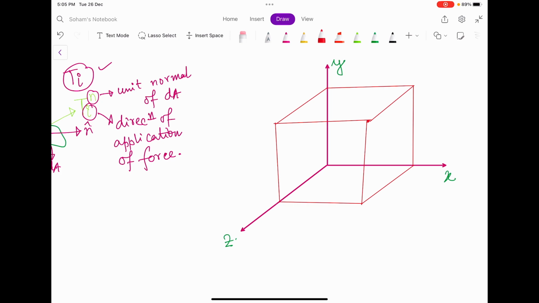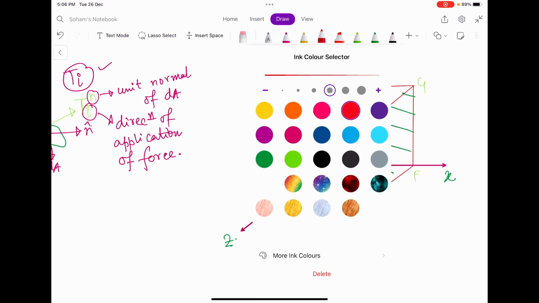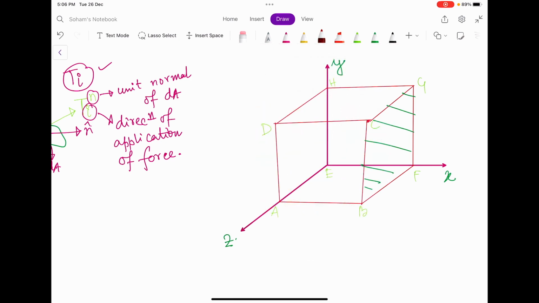So on this surface, let me name it A, B, C, D, E, F, G, H. So in the surface BFGC, I can have a force in this direction, right? Let me give any other color. So maybe this one. Okay, so I can have a force in this direction.